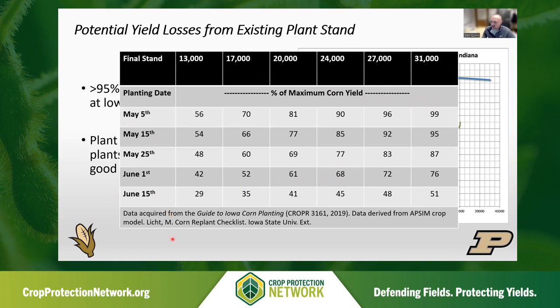So this is another resource, right, that you can kind of dive a little bit deeper based on when that planting date was, what is our existing plant stand. This is kind of the estimate of how much corn yield, or what percent of that maximum corn yield, will we still be at. And then that can help you make that decision whether or not we need to replant or not.